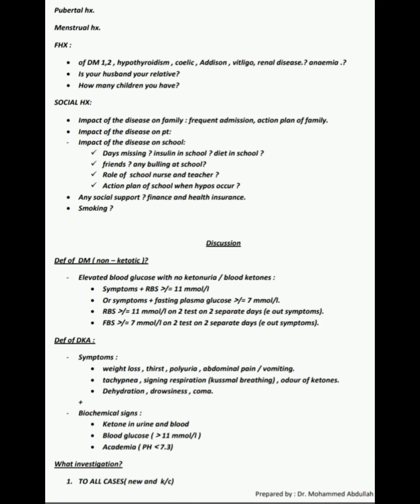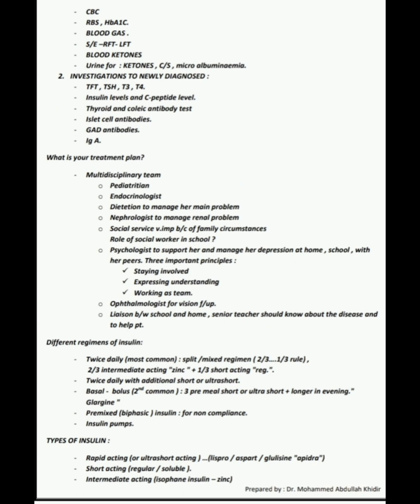What are the investigations we normally do for diabetes mellitus? First of all, number 1, for all cases, new and known cases: CBC, RBS, HbA1c, blood gas, renal function test and liver function test, blood ketones, urine for ketones, culture and sensitivity, and microalbuminuria. These are done for all cases of diabetes mellitus.